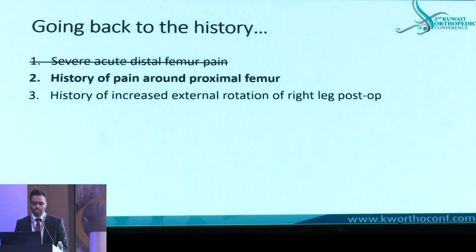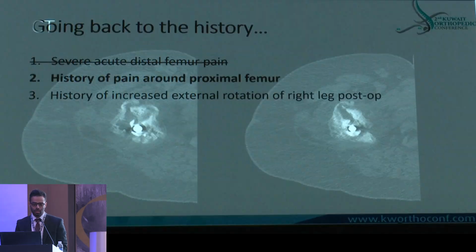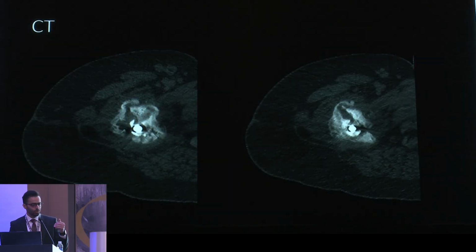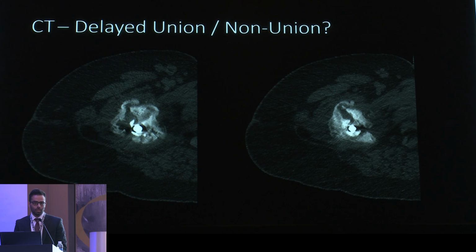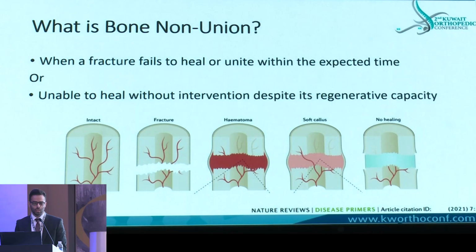With regards to the pain that he has around his right proximal femur, the same CT was done, which shows possible either delayed union or possibly non-union. As you can see, there's a gap from anterior to posterior with no cortical bridging. So the question is, just to briefly touch on, what is bony union?